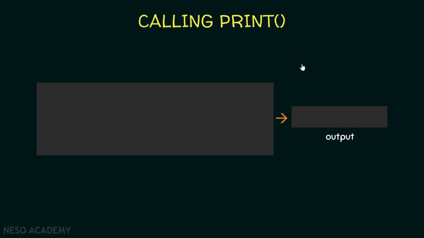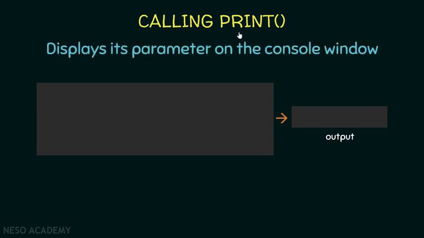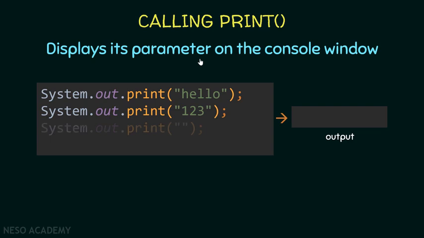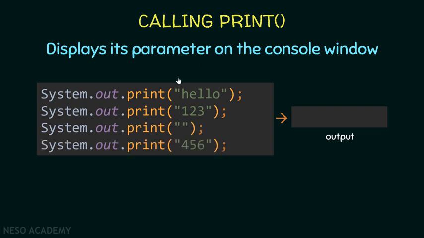Now let's have a look at the print method. It works the same as println, but it does not break to a new line. So it also displays the parameters on the console window. So suppose we have the same code as before, and now we are using the print method, not the println method. So all the output will be printed on the same line. We will not get to a new line. So the output will look like something like this.